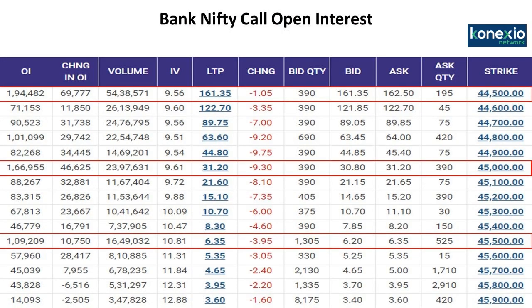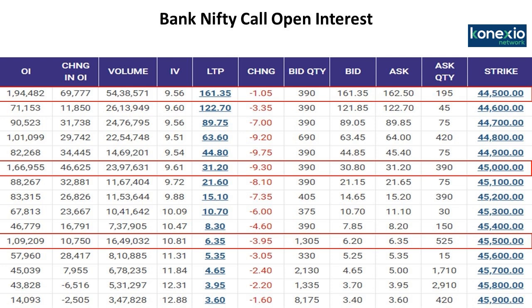So friends, now let us discuss the derivative data of Bank Nifty calls. We'll see on the screen. In Bank Nifty calls, the action was seen in 44,500 calls, 45,000 calls, and 45,500 calls. Here you can see the rise in the open interest, the rise in the volumes, and implied volatility is in the comfort zone between 9.56 and 10.81. There has been a slight drop in the option premiums.